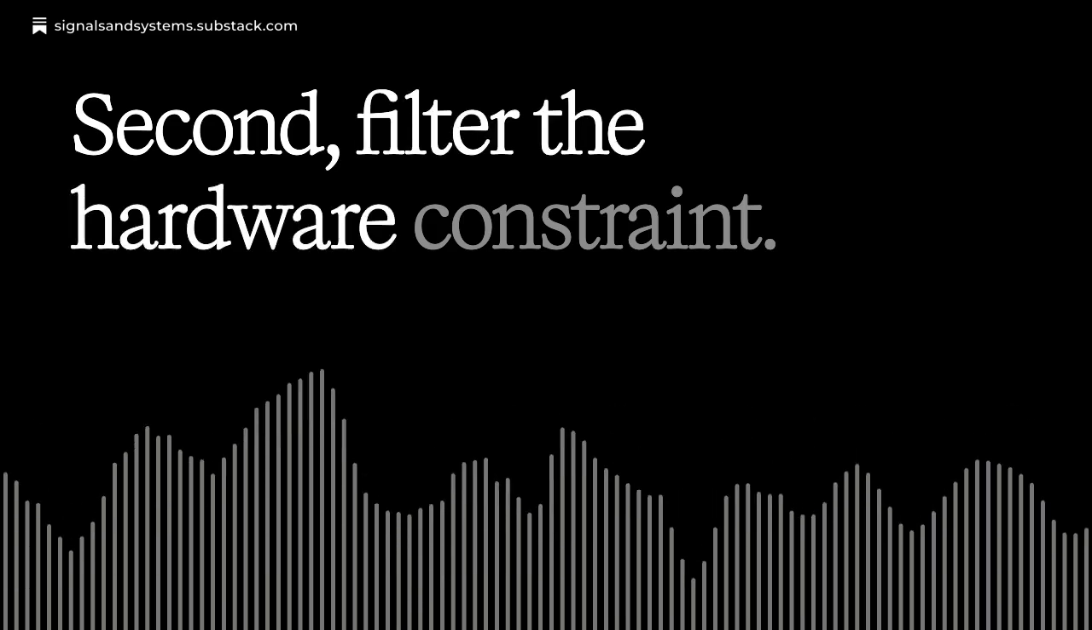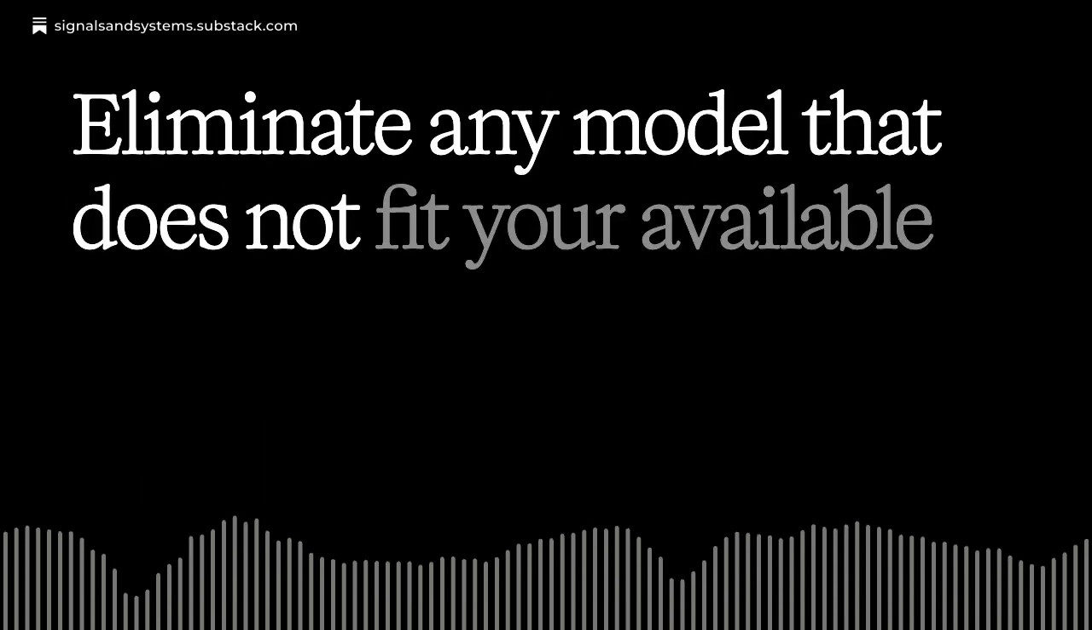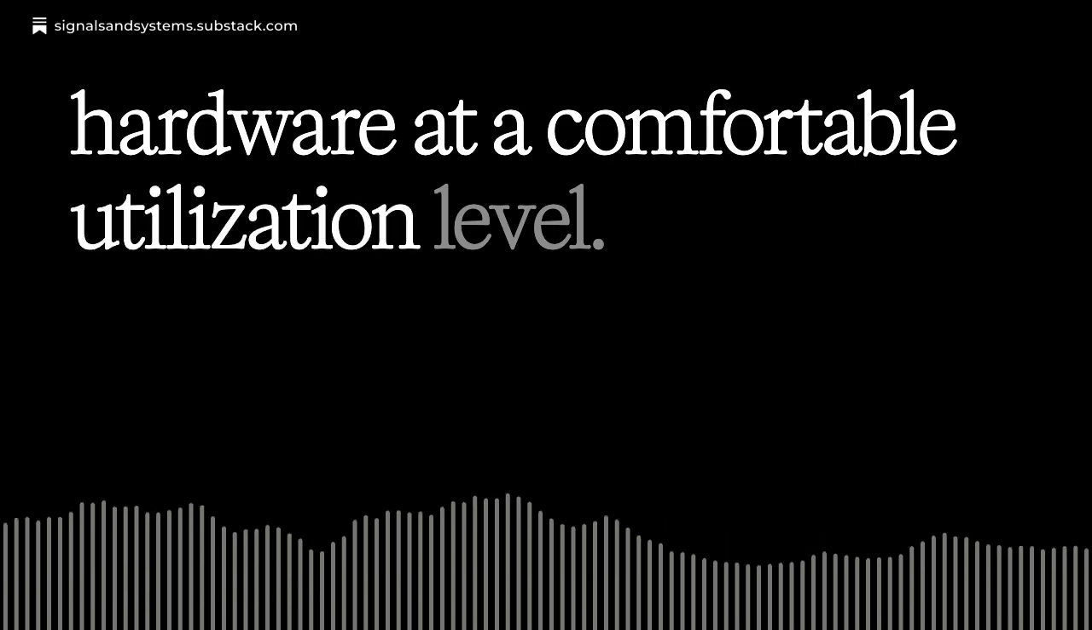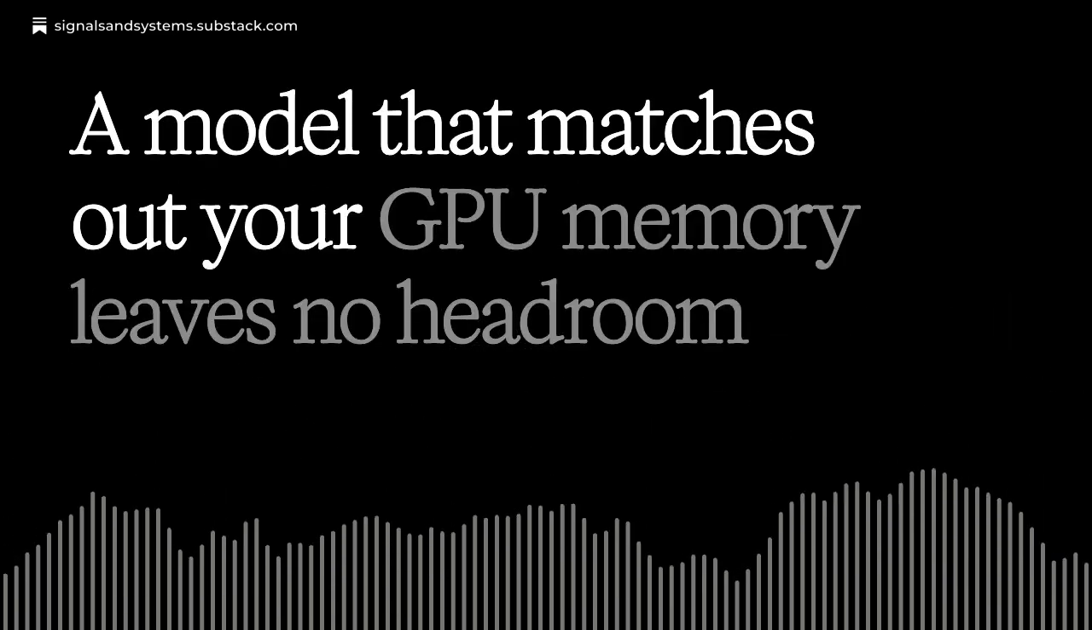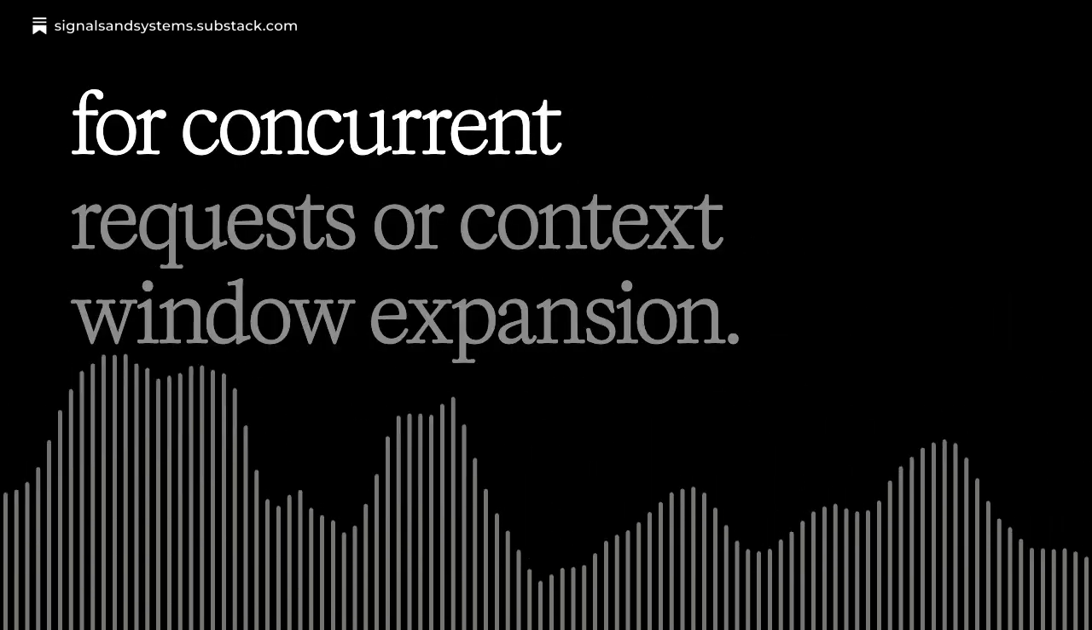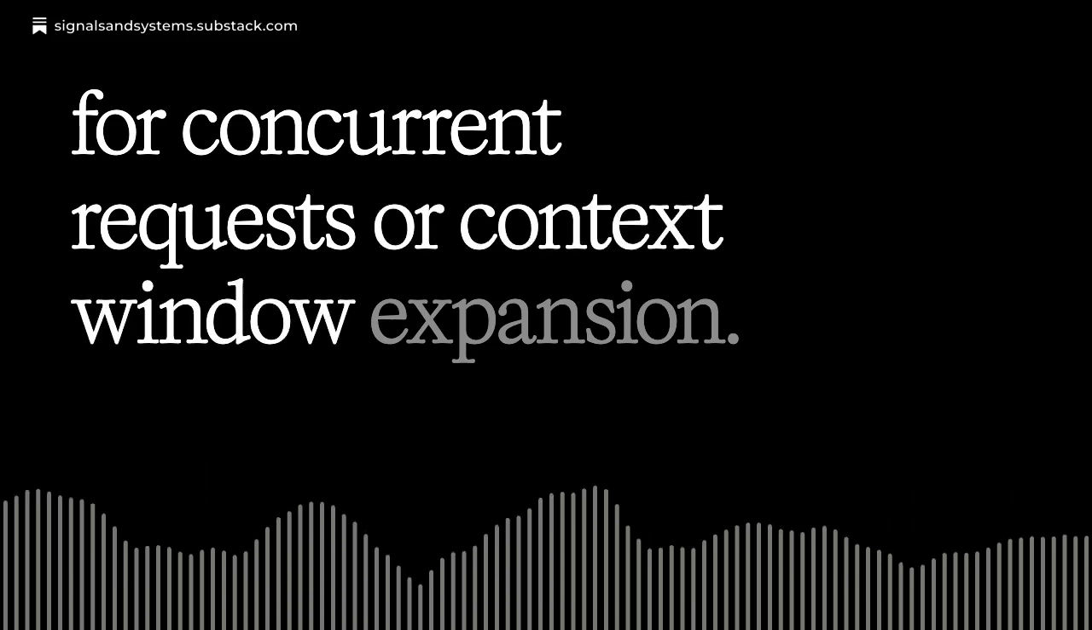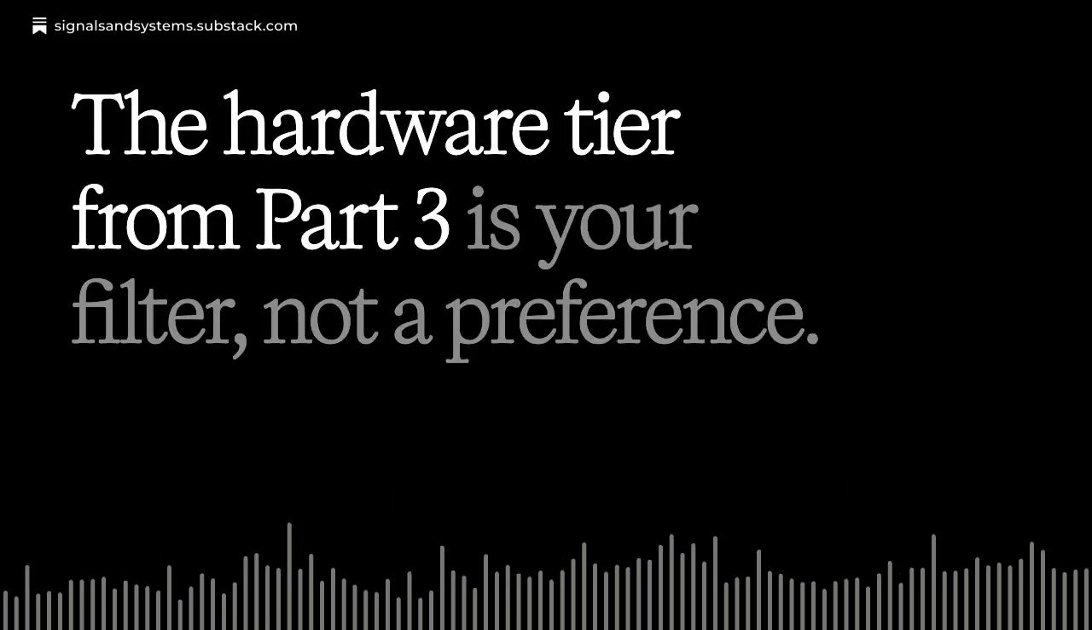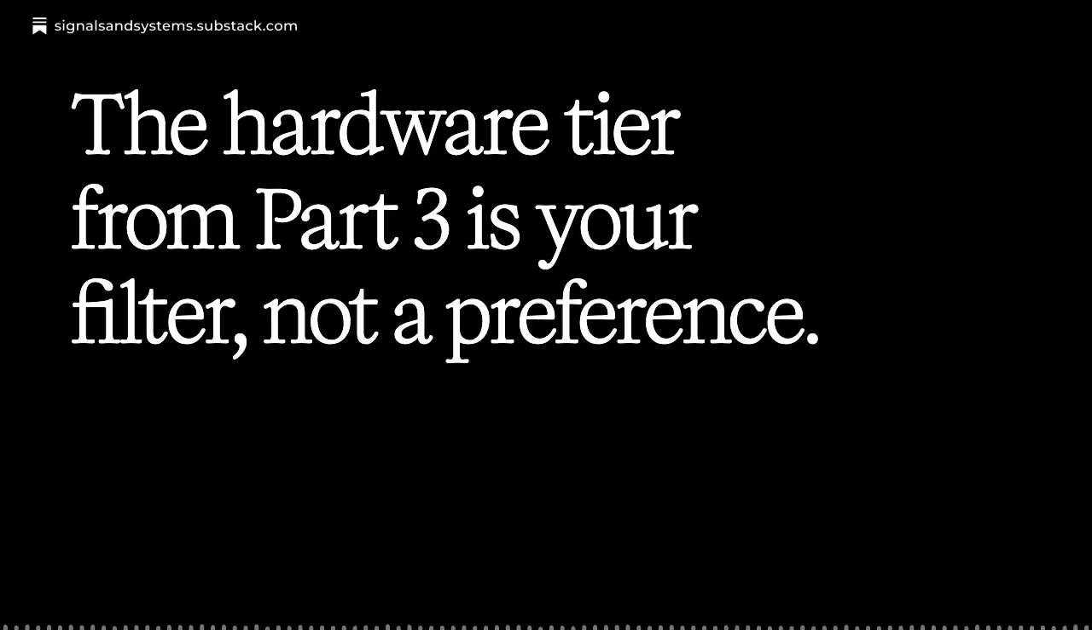Second, filter the hardware constraint. Eliminate any model that does not fit your available hardware at a comfortable utilization level. A model that maxes out your GPU memory leaves no headroom for concurrent requests or context window expansion. The hardware tier from Part 3 is your filter, not a preference.